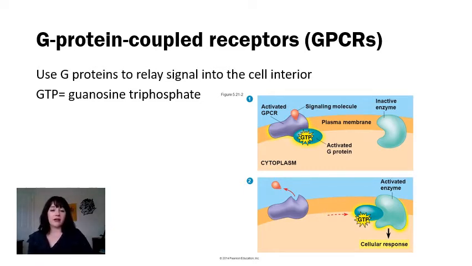I said that they are able to relay their signal to inside the cell using G proteins. And the reason these are called G proteins is because they bind and are activated by GTP, right? Guanosine triphosphate. In this diagram, we have an example of a GPCR, a receptor that has bound to a signal, and that has caused activation of a G protein, and it is activated when it is bound to GTP. So binding of the signal molecule has led to GTP binding to the G protein and activating it. And once activated, this G protein can leave the receptor and travel to other parts of the cell.